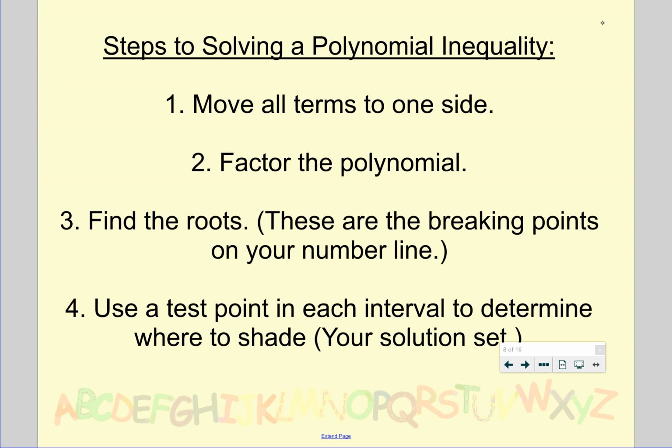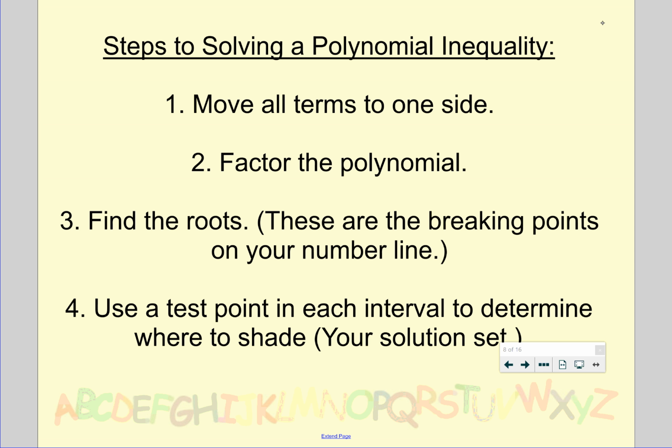So once we find the roots, which in an equation would be our solutions, we're going to now call them breaking points. And then with our breaking points, we're going to put those on a number line, and that's going to create intervals. Each interval, then, we're going to test with a test point to see if it is a solution or not a solution. And we'll talk about what that looks like. We'll do some examples.